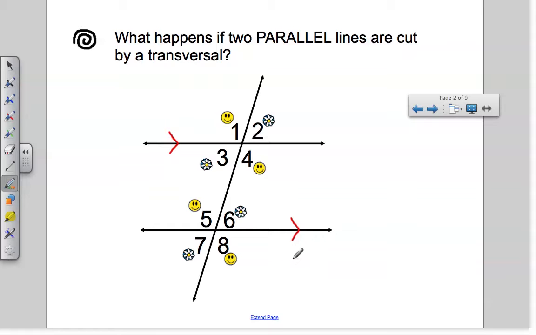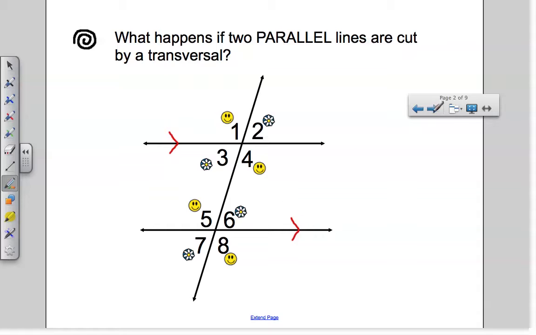Now think about those terms from yesterday. What kind of angles are 1 and 5? Those are the ones that overlapped or matched up. Remember that those are corresponding angles because they make that same shape as you slide down. 2 and 6 matched up. Again, corresponding angles. 4 and 8, 3 and 7, again, corresponding angles.